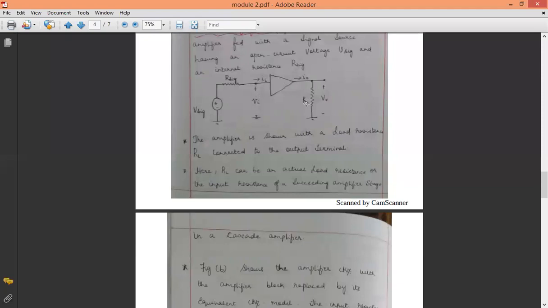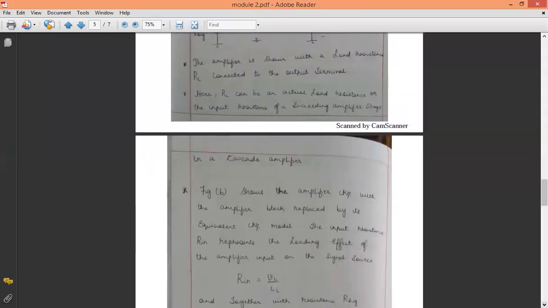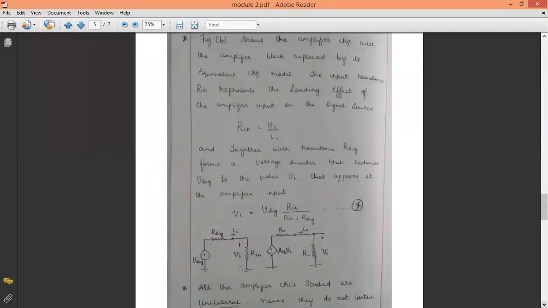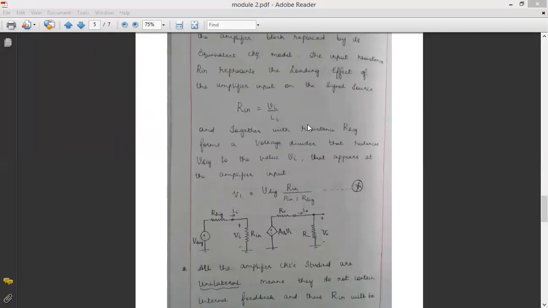If I want to analyze the input impedance, output impedance, all that, I have to write the equivalent circuit. So how to draw the equivalent circuit? I have shown the equivalent circuit here. This is the input signal, V signal. This is R signal, the resistance of this voltage source, and we have this R in, which is the input impedance, and basically this is a voltage controlled current source.